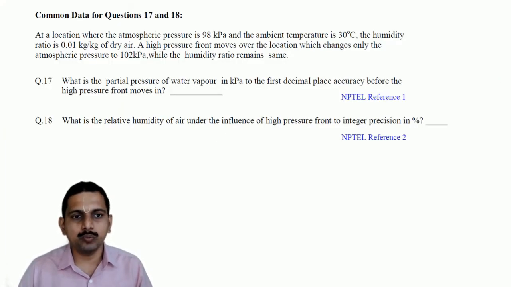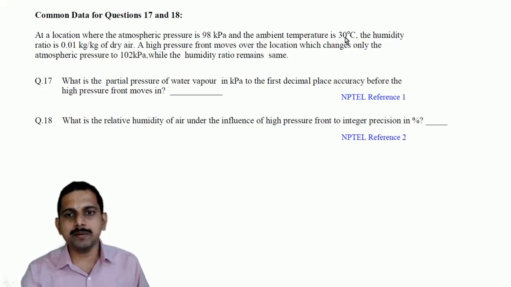At a location where the atmospheric pressure is 98 kilopascal and the ambient temperature is 30 degrees centigrade, the humidity ratio is 0.01 kg per kg of dry air. A high pressure front moves over the location which changes only the atmospheric pressure to 102 kilopascal while the humidity ratio remains the same.